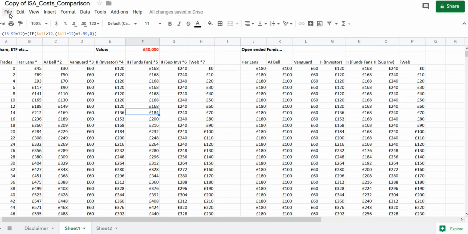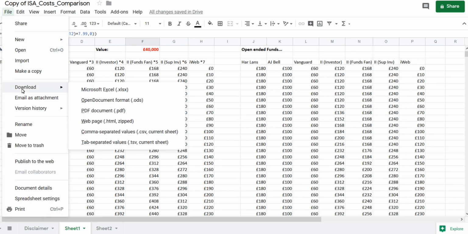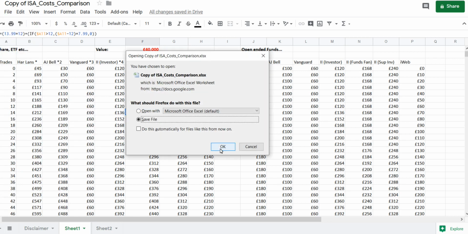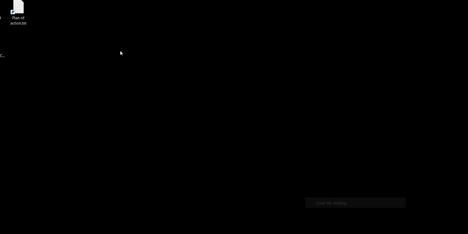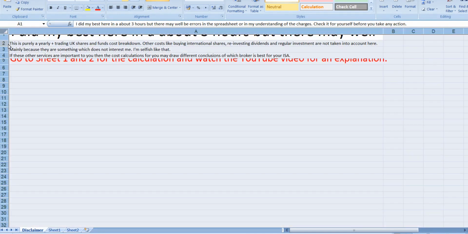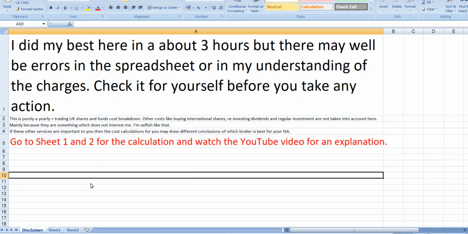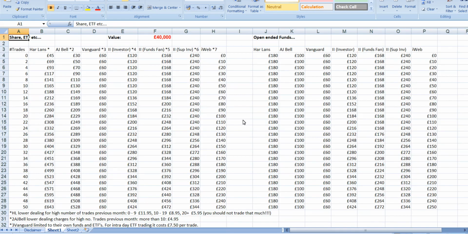But obviously if you've got Excel though, it's much easier to just use it in Excel. So go to Download in the File menu and download in Excel, click OK, show the desktop, and then you can just open it. It just has a formatting issue when it goes from Google Docs to Excel, but the rest of it's pretty good, and then you can just mess around with it in Excel if you want, which is obviously easier.